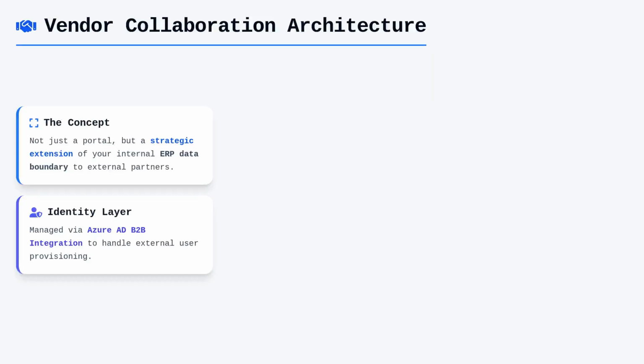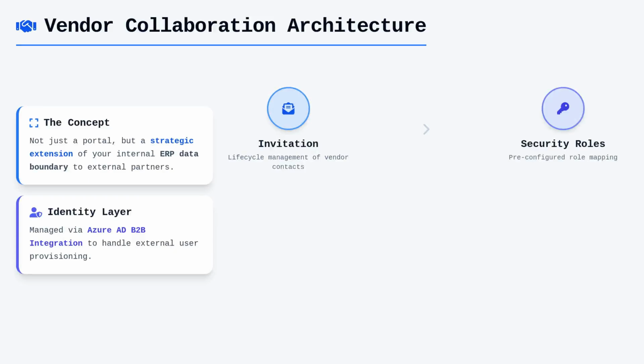When you configure a vendor contact for collaboration, you are essentially creating an invitation lifecycle that must be tightly governed by security roles. These roles are pre-configured to ensure that a supplier can only access data pertaining to their own account, preventing cross-tenant data leakage.